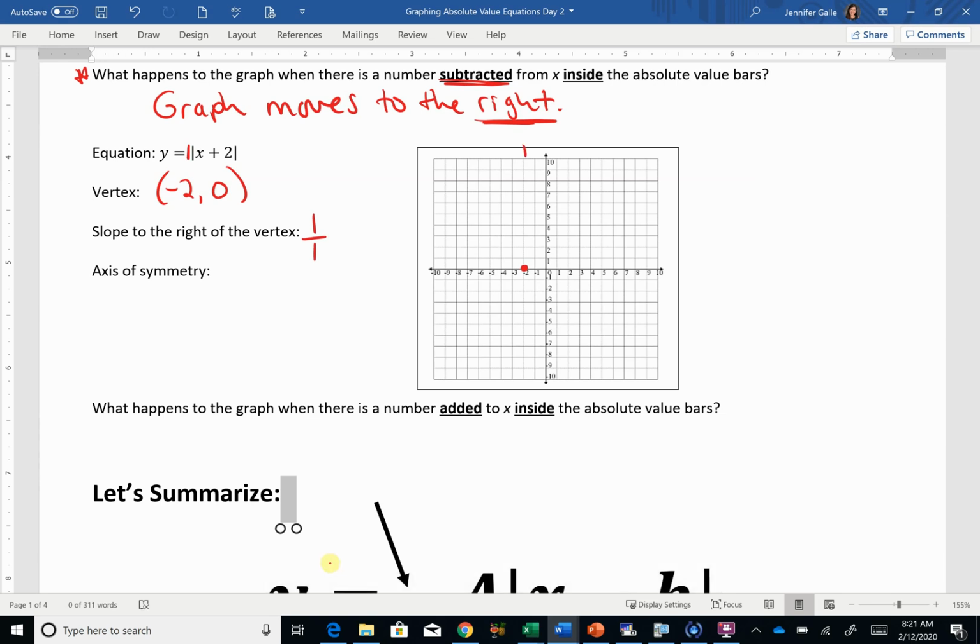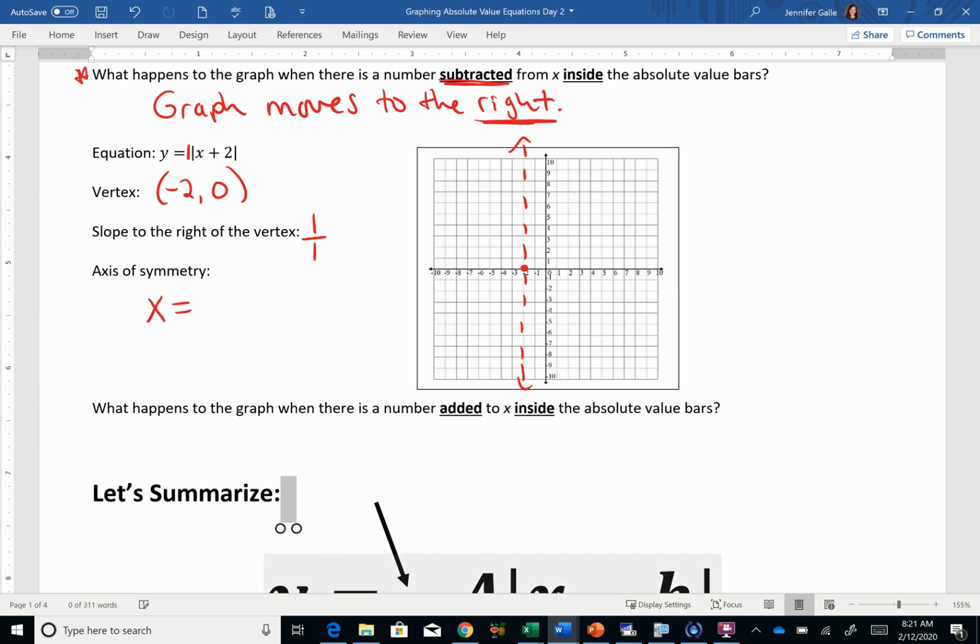Axis of symmetry. The axis of symmetry goes through that vertex point. It cuts my graph in half. If I fold my graph in half along that axis of symmetry, the two sides should match up perfectly. The axis of symmetry is a vertical line.